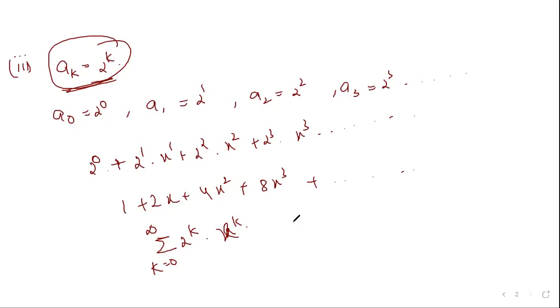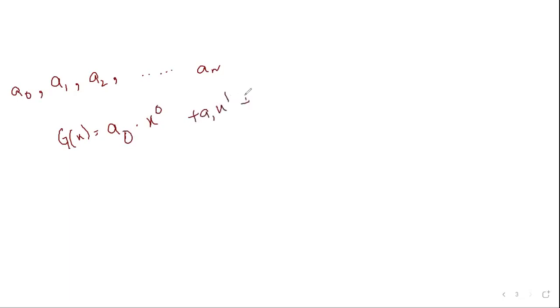Now we can define the generating function for sequences of real numbers by extending to a finite sequence also. Suppose instead of an infinite sequence, we have a finite sequence a1, a2 and so on up to an. Then what can we write the generating function as? Actually, we have to start with a0. So in that case, a0 into x power 0 plus a1 into x power 1 plus and so on up to an into x power n. It will end at x power n.